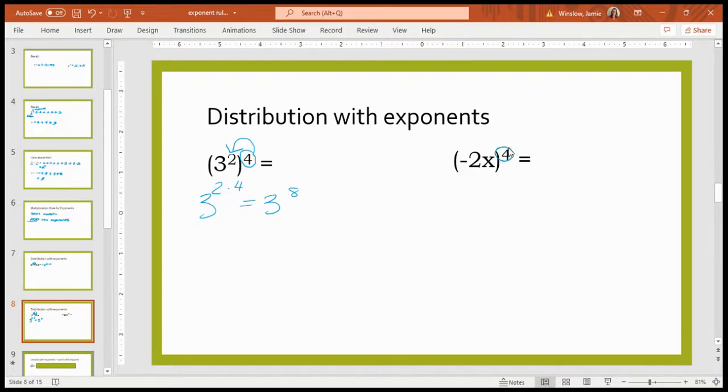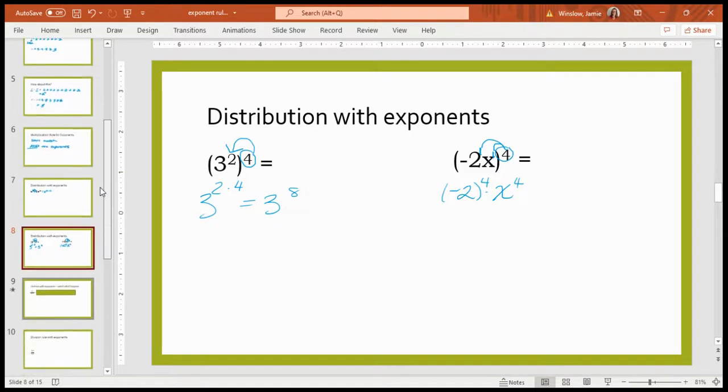Over here, the 4 is going to go to everything. It's going to go to this exponent. Well, there's no exponent there, but there's always a 1. And to this exponent. So we're going to have -2, the whole thing, to the 4 times x to the 4. And that's it. So when you see exponents, we are going to distribute. When you see parentheses.